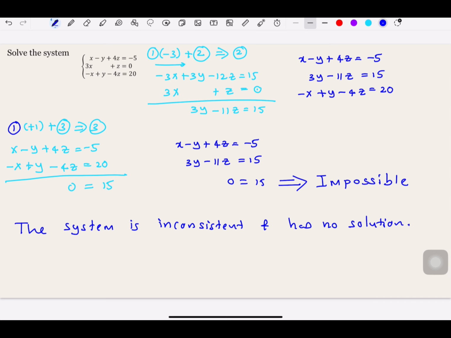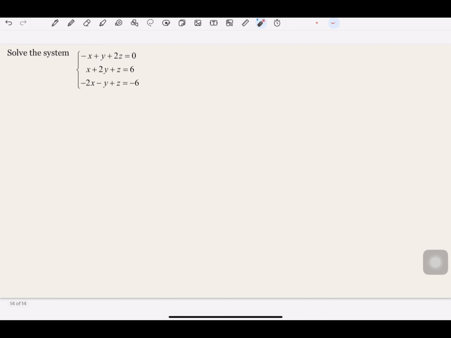Okay, so in order to see whether there's a solution or not, you have to do the simplification. But if you end up with something like this, which is impossible, you can conclude the system is inconsistent. Okay, moving on to the next example.